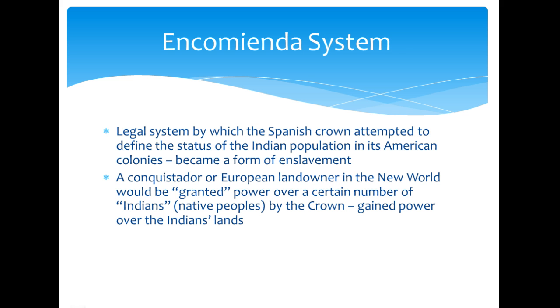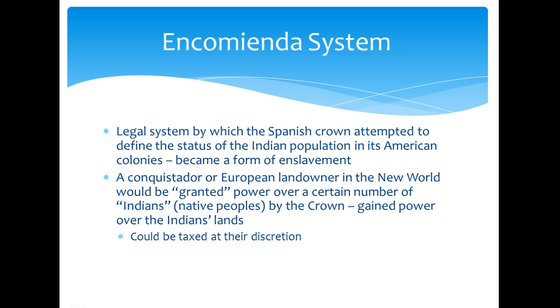And I put Indians in quotes because remember, Columbus thought he was in India and he was not. So these people were called Indians, but they weren't really Indians, obviously. So when we say Indians, we just mean all the native people that were already living in North and South America by the time the Europeans got there. So these native people were put under the power of the Europeans, and this is how they were officially granted political power over the Indians' lands.